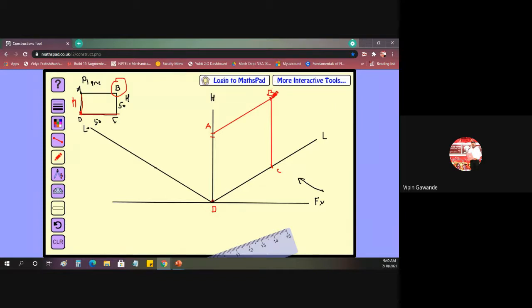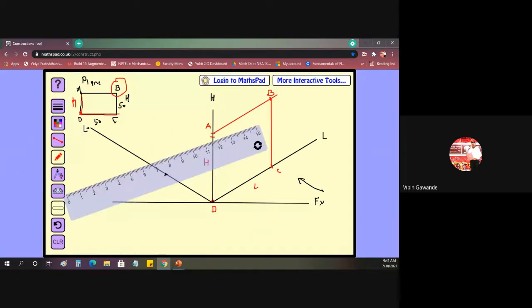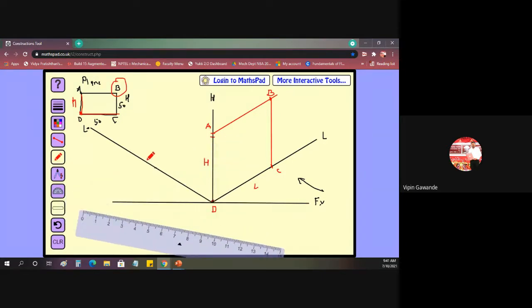So we got our point B after drawing the parallel lines: AB parallel to length and CB parallel to height. So this is our rectangle. Similarly, you can draw it on this side also. Suppose the dimension on this side is 50. So this is A, B, C.